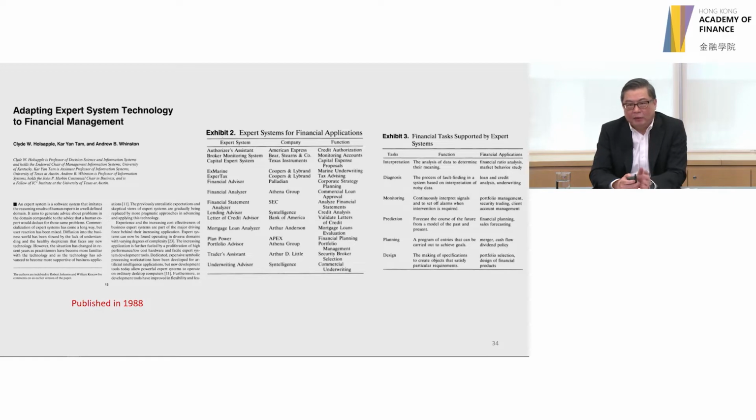And if you look at the application areas of expert systems more than 30 years ago, they have a lot of resemblance to what we are building right now. You see trader assistant, you see portfolio advisors, you see credit scoring. So the finance industry actually has been adopting technology for many years. And what we are doing right now using machine learning is very similar in terms of the objectives 30 years ago.